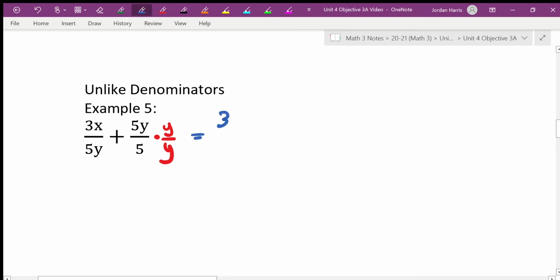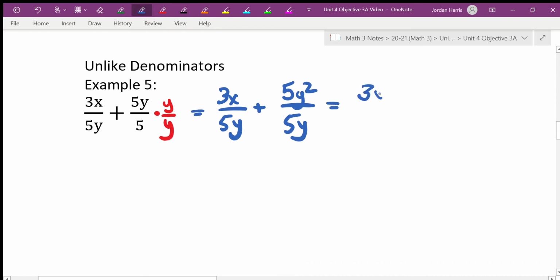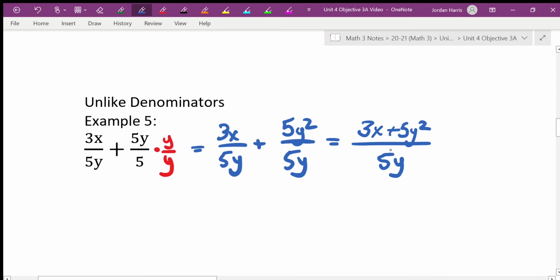I have 3x over 5y plus 5y squared over 5y. And a lot of people say, well, I can simplify. Don't. We need the common denominator, right? That's the whole point. We don't want to simplify right here because we need the common denominator. So we have to combine. So on the top, I get 3x plus 5y squared. On the bottom, I get 5y. Can we simplify? No, there's a plus. These are glued together. Can't simplify unless we can factor, which we can't. So that is it.